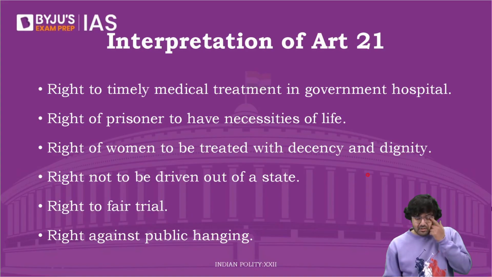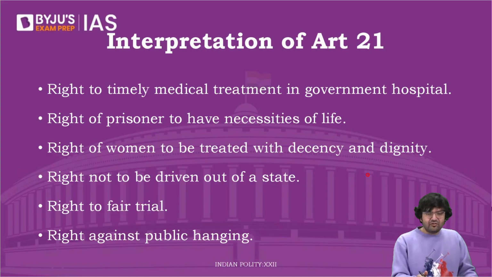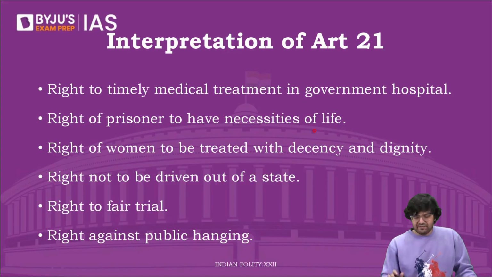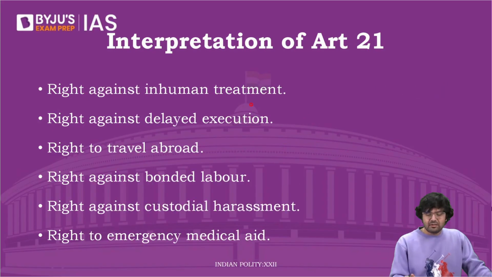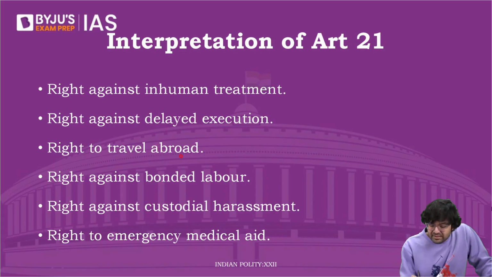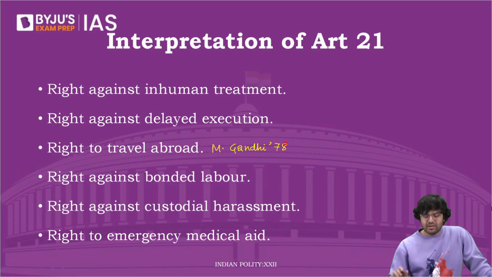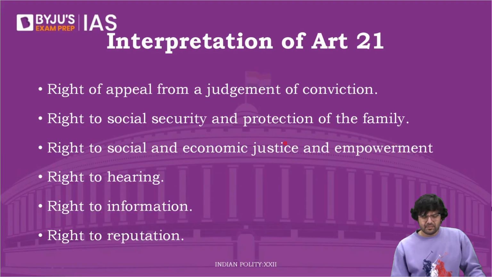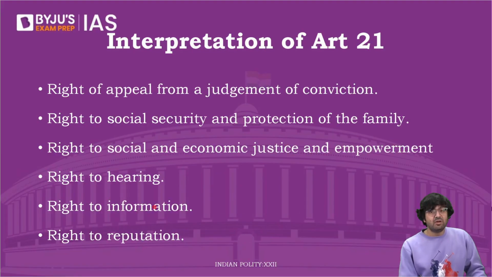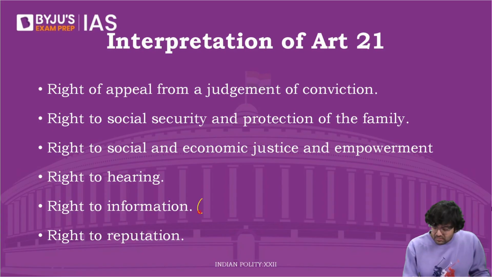But anyway, right of prisoners to have necessities of life. Right of women to be treated with decency and dignity. Right of fair trial. Right against public hanging. This was the Lachma Devi case. Then right against inhuman treatment. Right to travel abroad. This was the Menka Gandhi case, where her passport was impounded. Right against bonded labor. So many rights are there. Right to hearing, right to information. Right to information in the Reliance Petrochemical case.